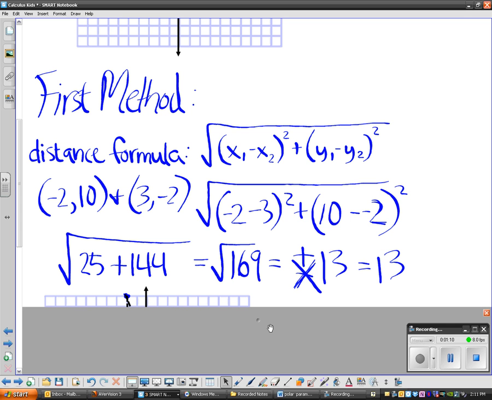So we get 25 when we square negative 5, and we get 144 when we add 2 to 10 and square that. So we get the square root of 169, which is plus and minus 13, but since this is a distance, it's only going to be positive since we cannot have a negative distance.